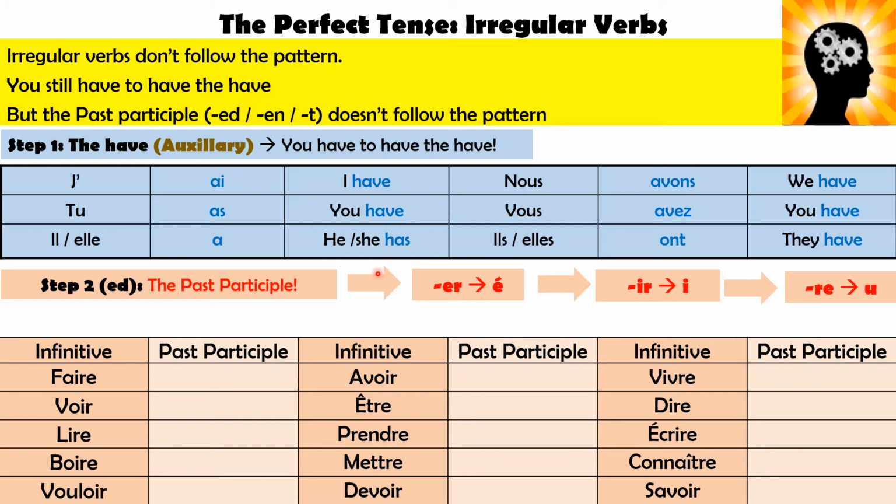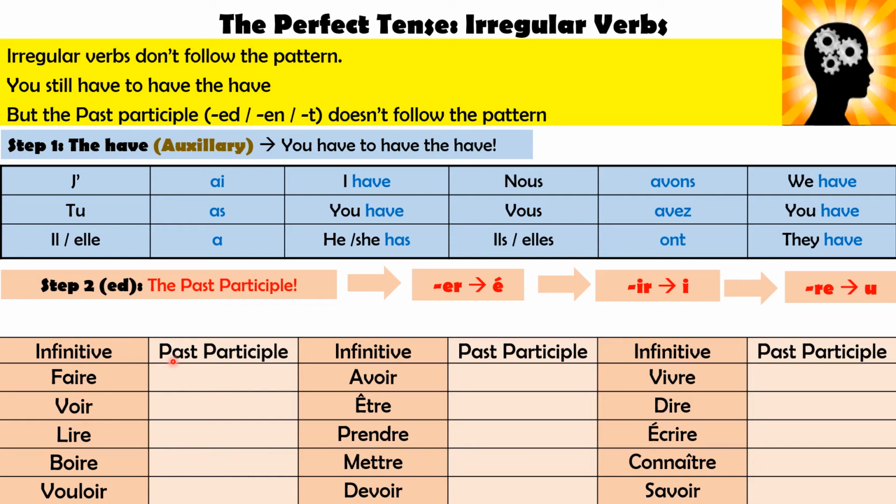The bad news is our regular pattern, we change this RE to a U, we change this IR to an I, we change an ER to an E with an accent. For these verbs, that doesn't work. For the most common verbs, the ones we use the most often, they don't follow this pattern, they change completely. So you still have the have, but instead of changing that ending, the whole verb changes in the past tense.